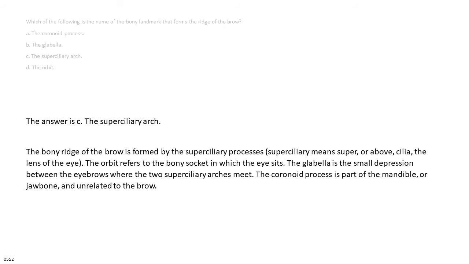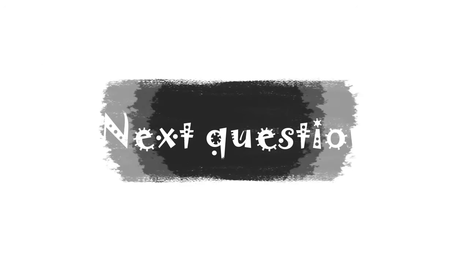The answer is C. The superciliary arch. The bony ridge of the brow is formed by the superciliary processes. Superciliary means super, or above, cilia, the lash of the eye. The orbit refers to the bony socket in which the eye sits. The glabella is the small depression between the eyebrows where the 2 superciliary arches meet. The coronoid process is part of the mandible, or jawbone, and unrelated to the brow.